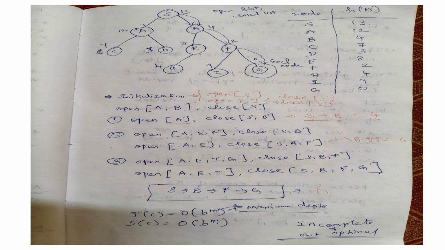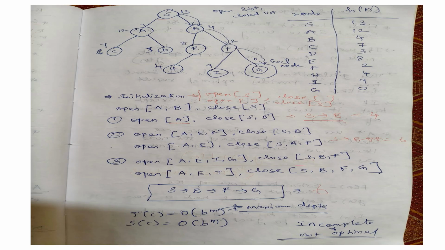So sort open: open of F comma E comma A. Now we are going to use the other step, open of A, closed of S comma B. So now we will be finding S to B equal to 4. So next step, again we will be traversing by expanding the node. A will be having two different types of nodes, but A is already having the highest value, so B will be the expanding node over here.